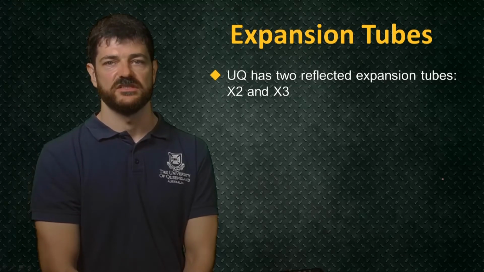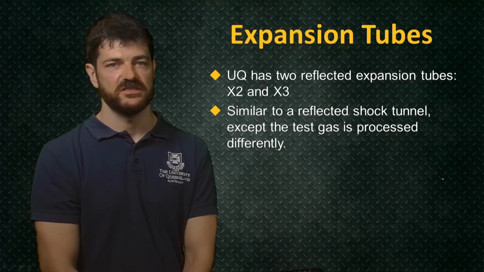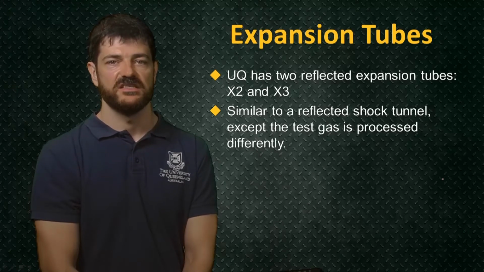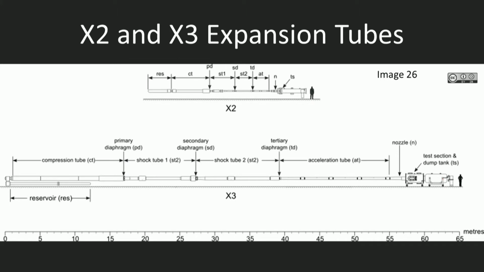UQ has two of these facilities, X2 and X3. As we'll see, these facilities largely operate in a similar fashion to the reflected shock tunnel, except we process the test gas a little bit differently. So here are the X2 and X3 expansion tubes. Observing the person standing next to X3, we can see that these facilities become truly large as we pursue long test times and want to test bigger models.